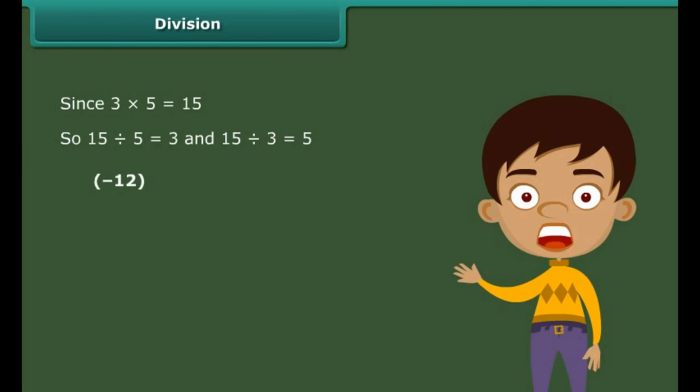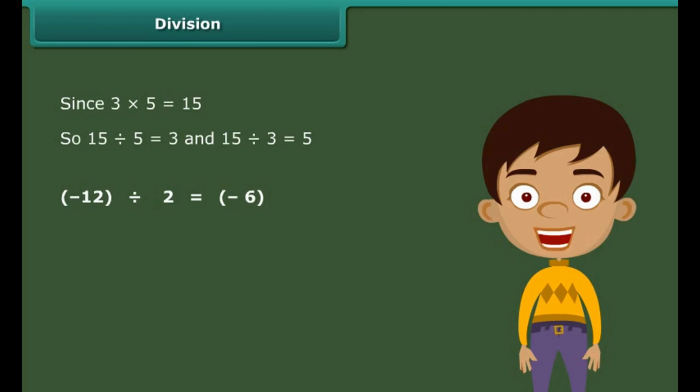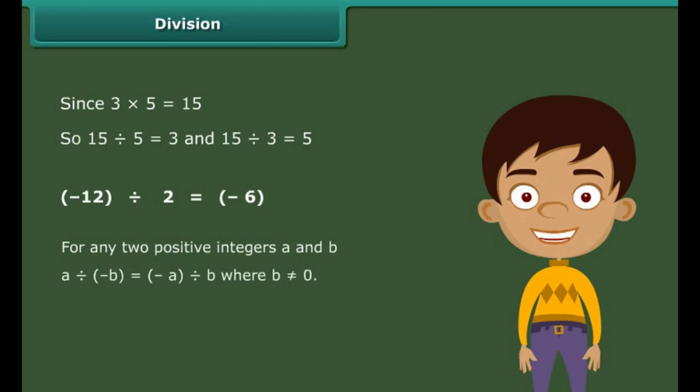When we divide a negative integer by a positive integer, we divide them as whole numbers and then put a minus sign before the quotient. Thus, we get a negative integer. In general, for any two positive integers a and b, a ÷ (−b) is equal to (−a) ÷ b, where b is not equal to 0.